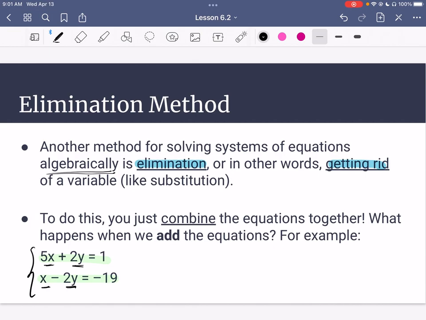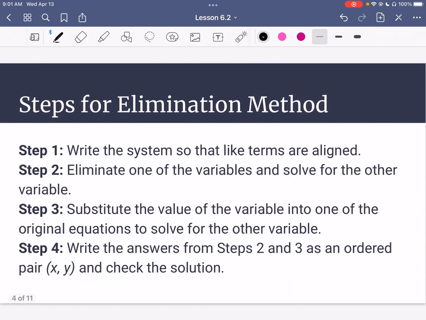Okay, so how do we do the elimination method? Well, we'll talk about that a little bit more in the examples, but we add the entire equations together. So basically it becomes one big addition problem, where I would add these, and if you notice here, I have a positive 2y and a negative 2y, and so if I add those, that y variable would very quickly eliminate, and then we'd be able to continue solving.